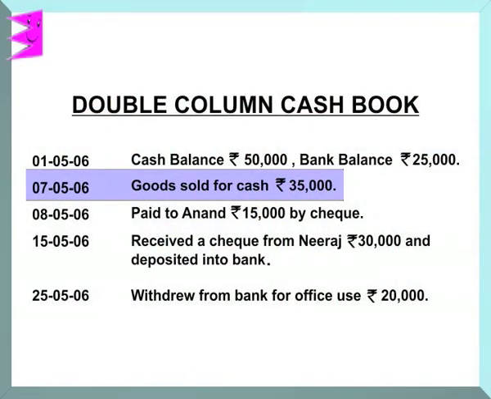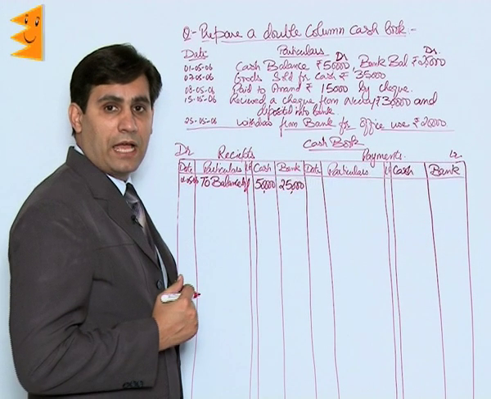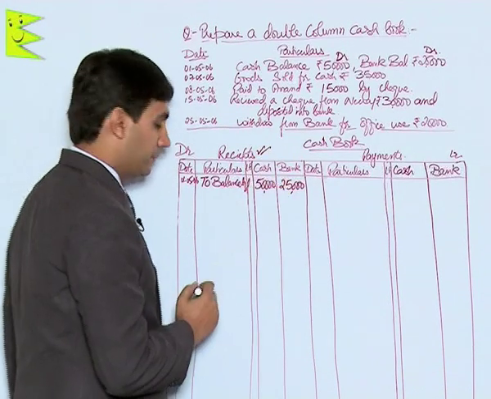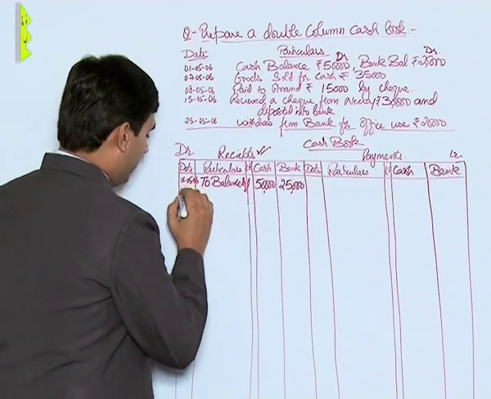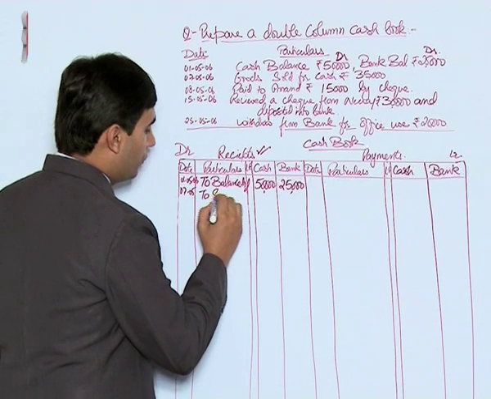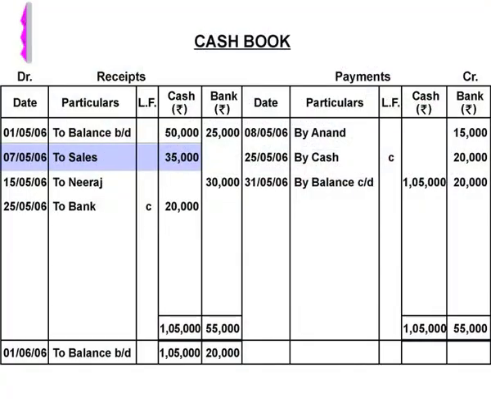Now students, for the second entry, that is the entry on the 7th May 2006, it would be goods sold for cash 35,000. Now when we are selling goods for cash, that means we are receiving cash. Since we are receiving cash, the entry would be made on the receipt side. So on 7/5, the entry would be to sales, in the cash column, because we are receiving cash, amount is 35,000 rupees.